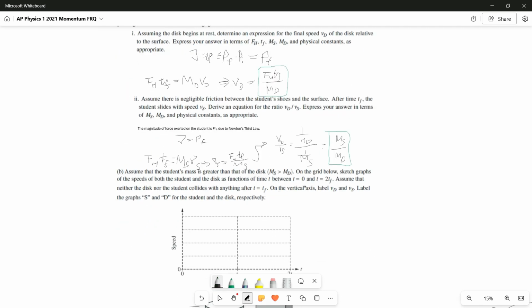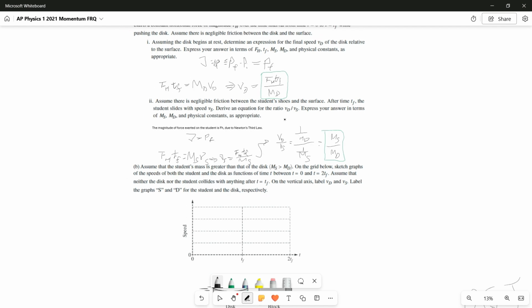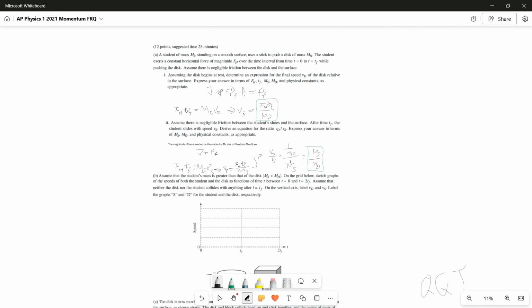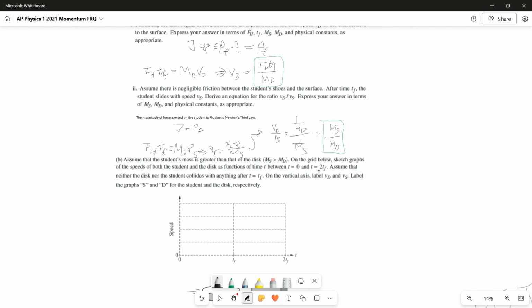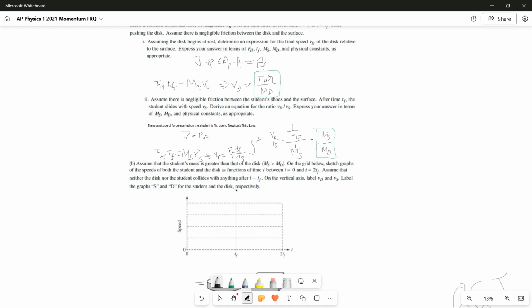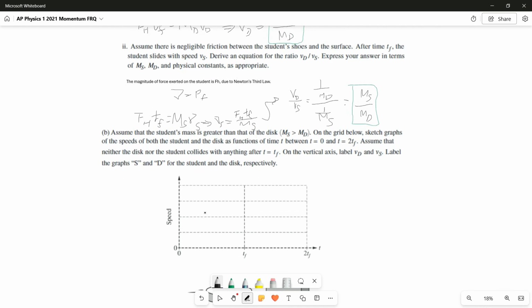We have to assume that the student's mass is much greater than the disk, okay? And we have to draw out what happens after the pole or the stick leaves the disk at time t equals tf. So over here, the collision stops. So what that means is because there are no external forces, there's no friction or whatever, there's no ramp, there's no gravity, there's no net force acting on the system after TF, their speeds will be constant in this little section here. So that means that there will be an increase in speed here, and there's going to be a constant speed over here.